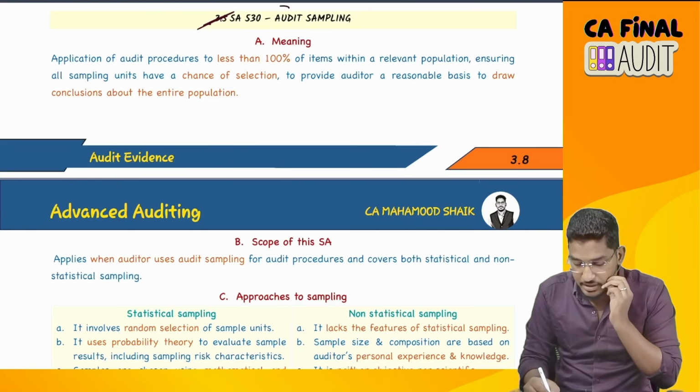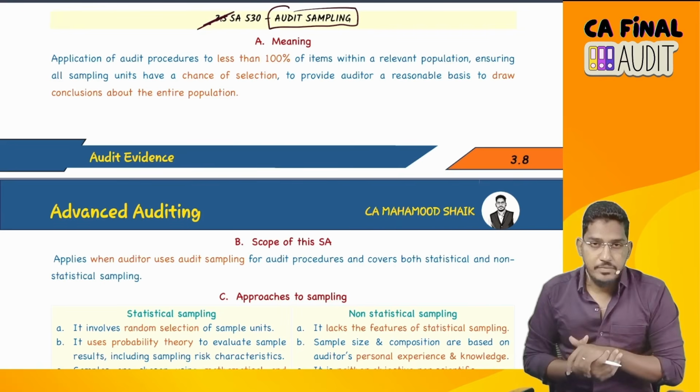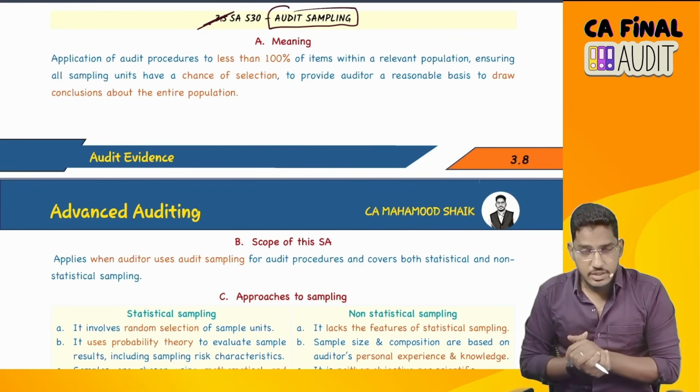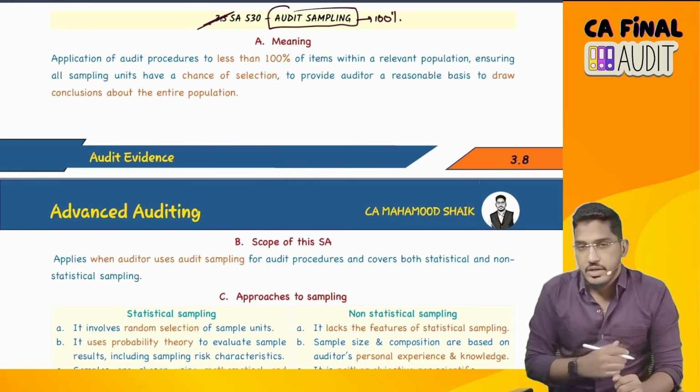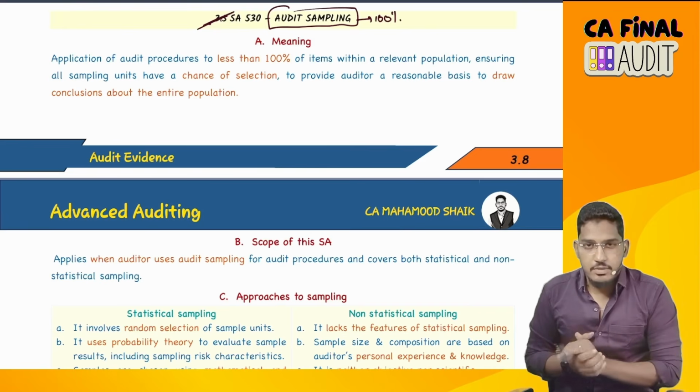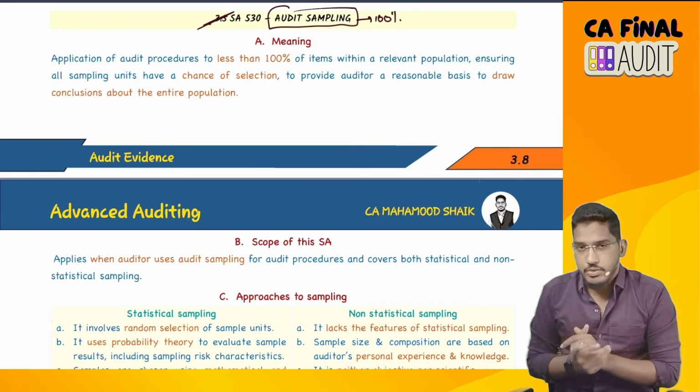So as the title, as you could see, audit sampling. So we all are aware that today auditors are not doing 100% verification, and almost 100% verification has become close to impossible.